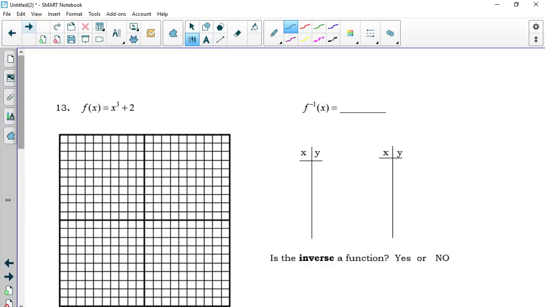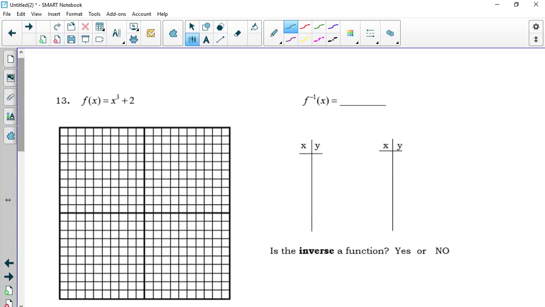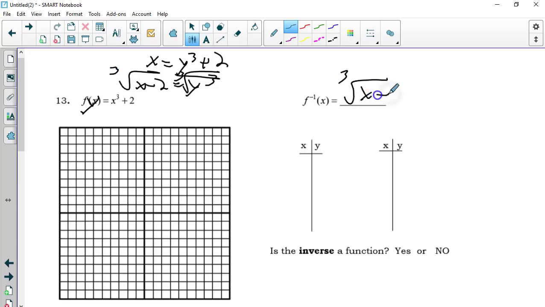Okay, last few here. So, we'll start off by doing the actual inverse first. So there's y. We're going to switch them. x equals y cubed plus 2. We're going to subtract 2 and get y cubed. And now, what do we do to undo that? We're going to cube root both sides. So the cube root of x minus 2.